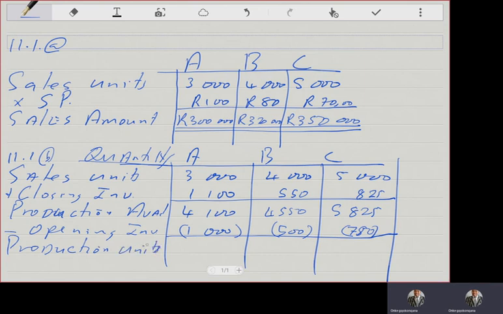Production units or your production required, so it's 3,100. So if we manufacture 3,100, we manage to maintain our level of stock and also achieve the required sales. This side we've got 4,050, and this side you've got 5,075. So these are the units that you need. So that's your 11.1B. I hope it's clear to everyone.